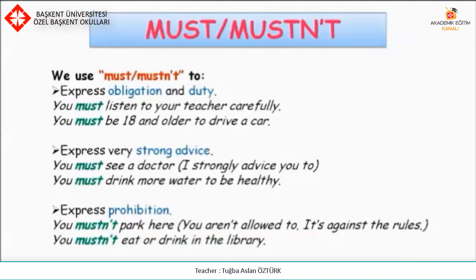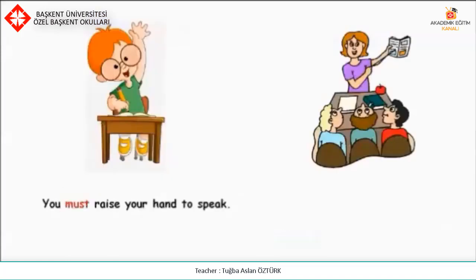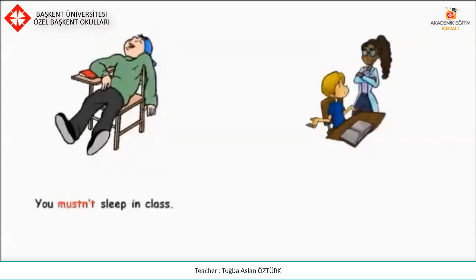And we use must and mustn't to express prohibition. You mustn't park here. You aren't allowed to. It's against the rules. You mustn't eat or drink in the library. You must raise your hand to speak. You must listen to the teacher. You mustn't sleep in class. You mustn't forget your homework.